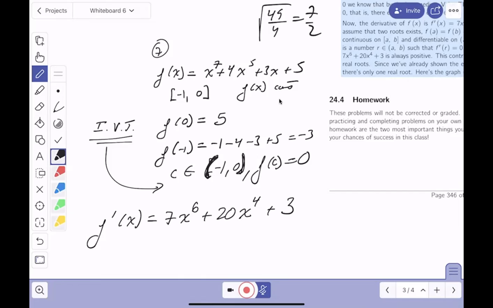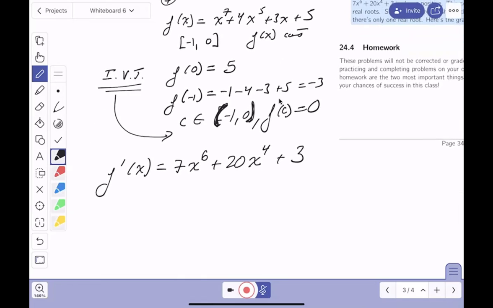All right. That's not so bad, right? So what do we get over here? I want to point out, I'm looking at it, and I really have to be careful about this. My concern about this over here is that 7x^6 plus 20x^4 plus 3 is always greater than 0 on any interval. How do I know that? Let me point out why I know this.